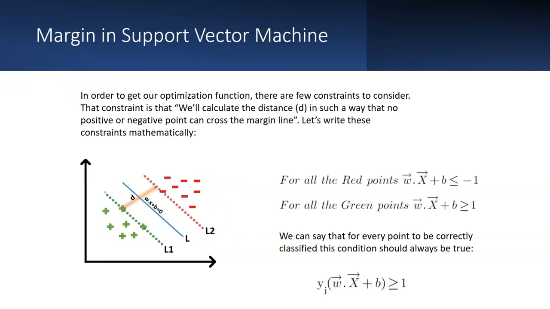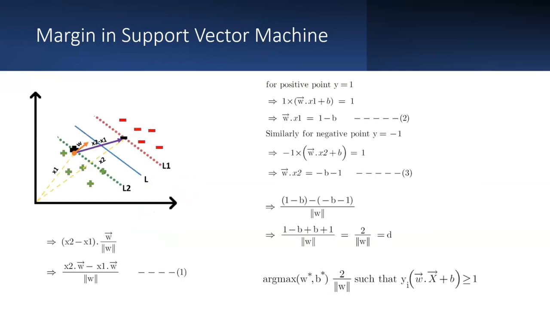In order to get our optimization function, there are a few constraints to consider. The constraint is that we calculate the distance in such a way that no positive or negative points can cross the margin line. Let's write these constraints mathematically. For the negative points we have the function with minus 1, and for the green points with plus 1. Or we can say every point is to be correctly classified, and this condition should always be true. So this is our objective function basically.